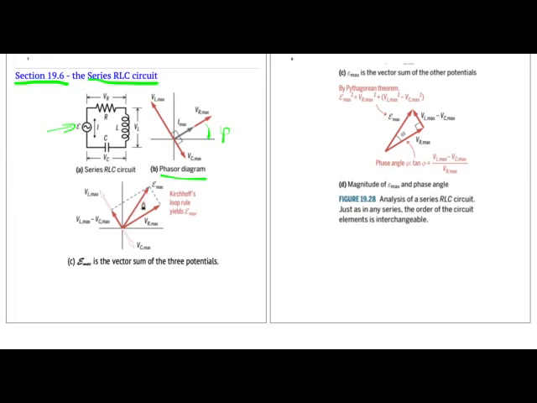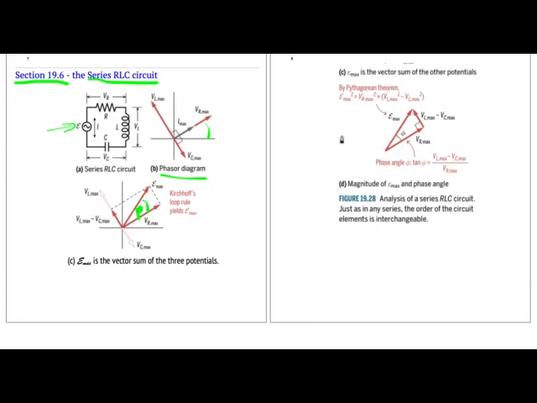And actually, it's not this angle that's phi, it's this angle that's phi. So Emax is the vector sum of the three potentials. And now let's draw this little right triangle here. I have a right triangle where the hypotenuse is Emax. The adjacent to phi is VR, and the opposite to phi is VL minus VC. So here's VL minus VC, VR, and Emax.